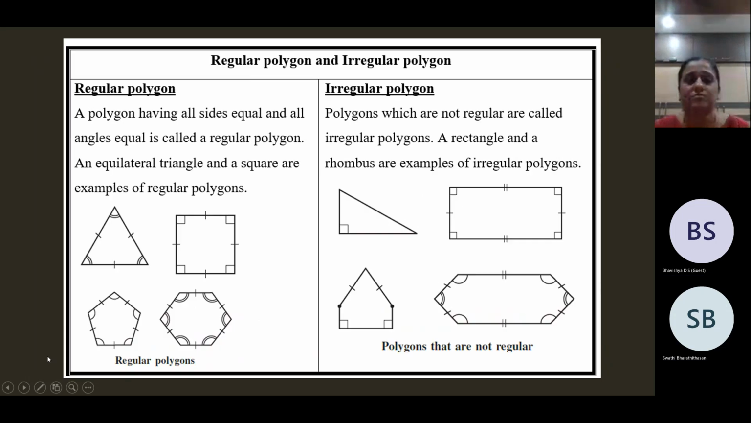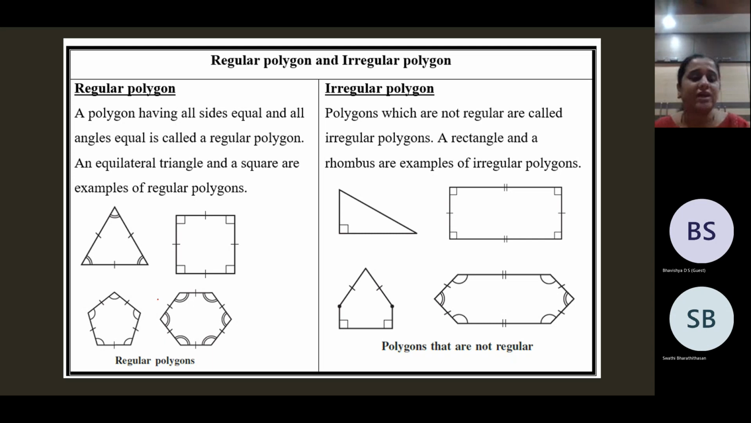Yes, ma'am. Yeah, make a note of this. I'll just tell you what regular and irregular means. A polygon is said to be a regular polygon if all the sides and angles are equal. If all the sides are equal and all the angles are equal, it's a regular polygon. Otherwise, it's an irregular polygon. A regular polygon is a polygon in which all the sides are equal and all the interior angles are equal. If it is not a regular polygon, it's called an irregular polygon.